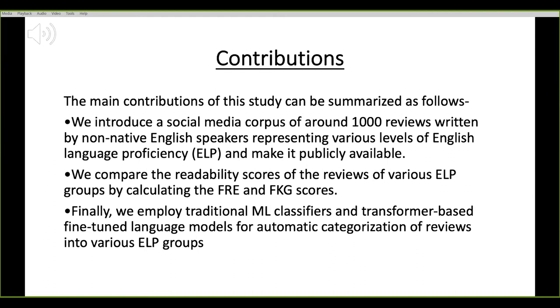The main contributions of this study can be summarized as follows. Here, a social media corpus of around 1,000 reviews written by non-native English speakers of various language proficiency levels is created, and this corpus has been made publicly available for researchers. The readability scores of the reviews of various language proficiency groups are compared to find any differences. And finally, a number of traditional ML classifiers and transformer-based language models are fine-tuned for automatic categorization of the reviews into various language proficiency groups.